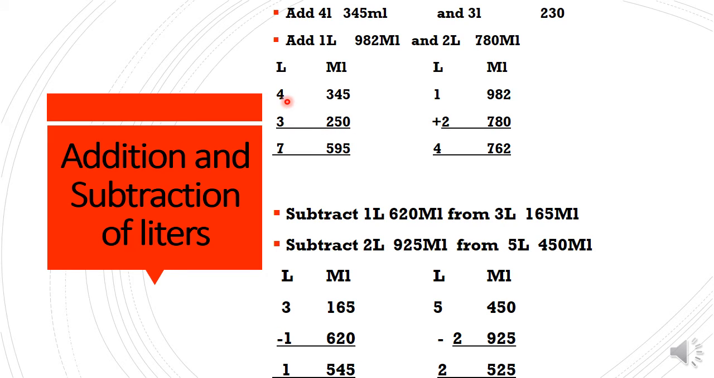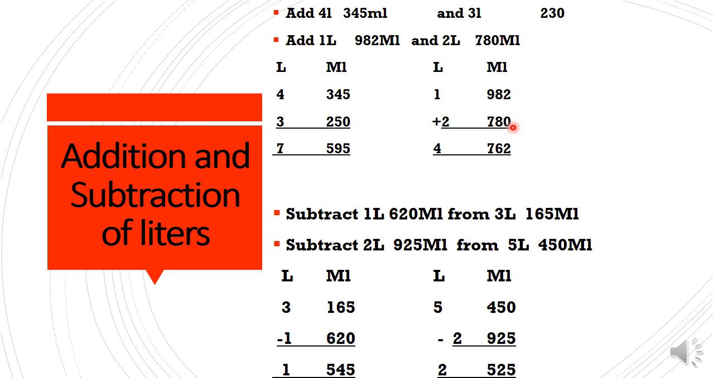And now 4 plus 3 gives us 7. Here we have 7 liters. So our total is what? 7 liters, 595 milliliters. So here is another addition. They said, add 1 liter, 982 milliliters, and 2 liters, 780 milliliters. You align them based on their liters and milliliters.